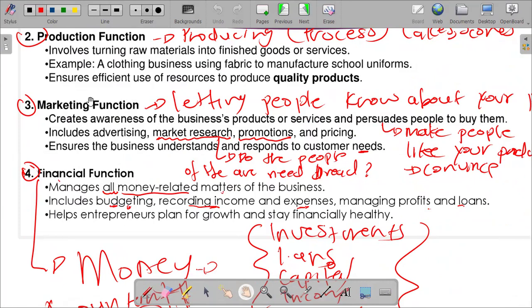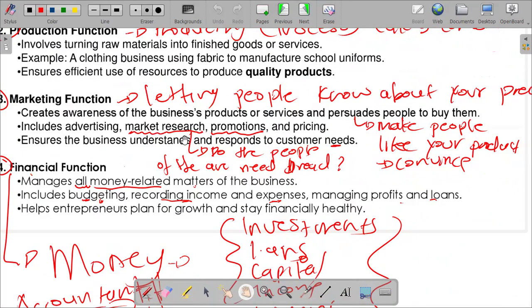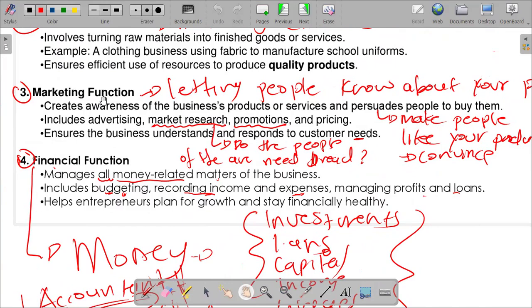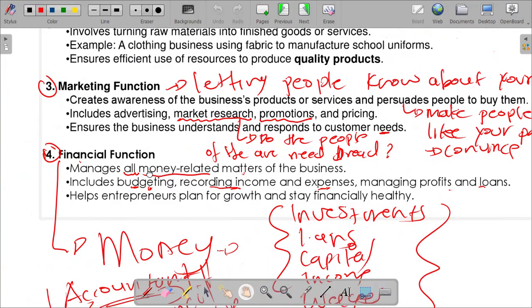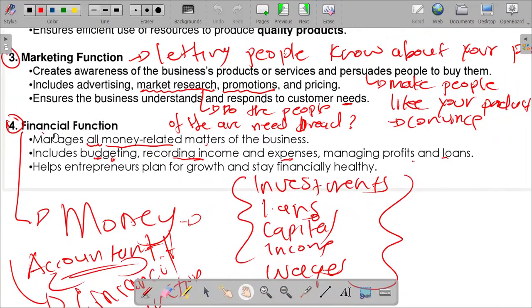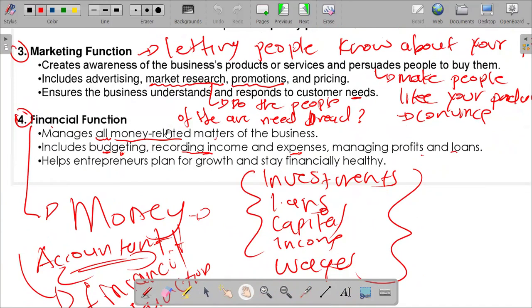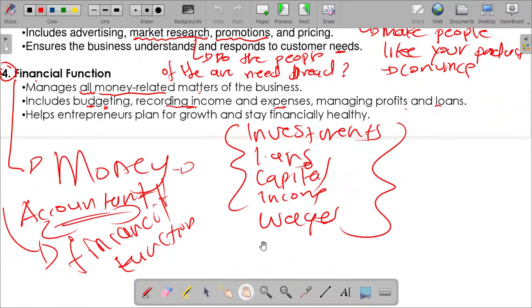The third one will be the marketing function. How do we now let people know our business? Now we have a business. Here's our business. How do we let people know our business? By marketing the product or the business so that people can be aware of our business. All right. And then the fourth one will be the financial function, all money related matters. Your investments, your loans, capital, income, and wages.